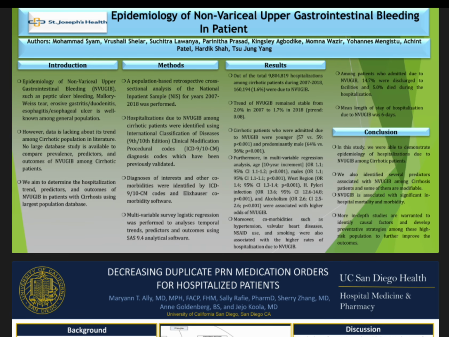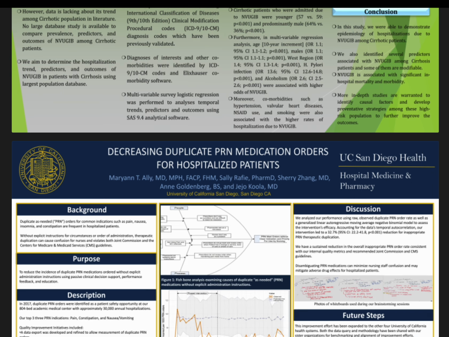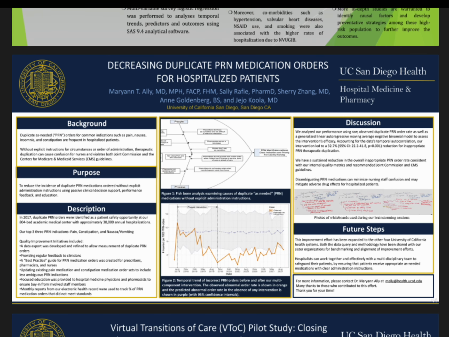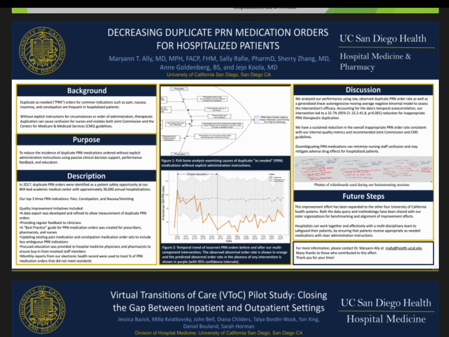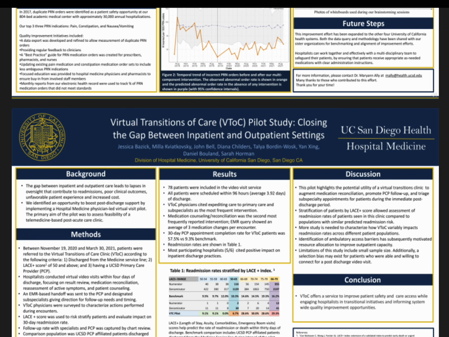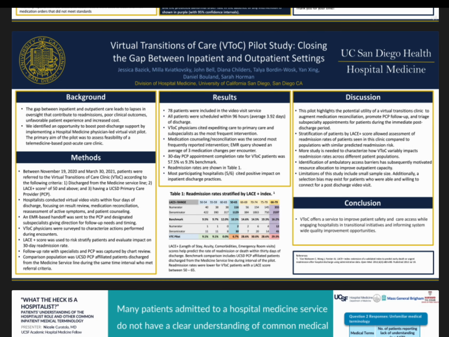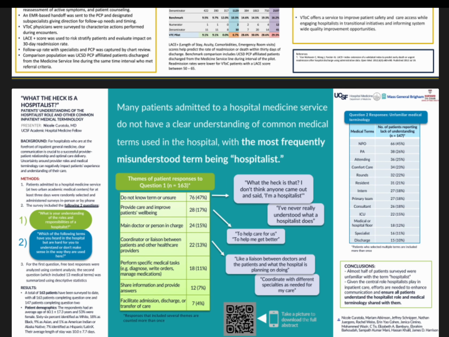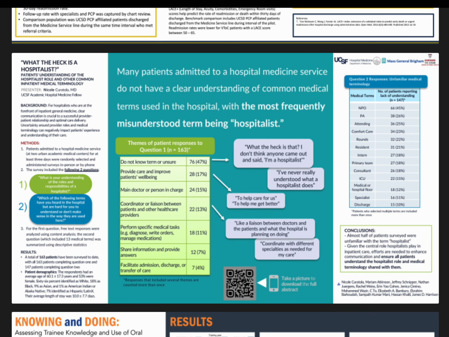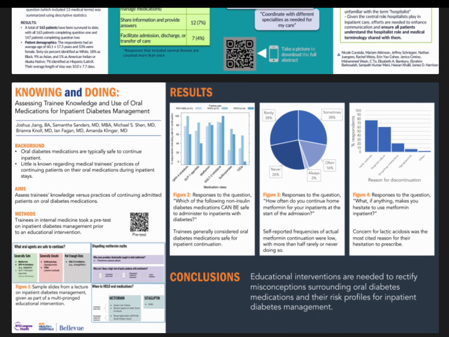Next one, epidemiology of non-variceal upper gastrointestinal bleeding in patients. I don't know what this is about. Decreasing duplicate PRN medication orders for hospitalized patients. This is a big one. Next one, virtual transition of care pilot study, closing the gap between inpatient and outpatient settings. Next one, what the heck is a hospitalist? Patients' understanding of the hospitalist role and other common inpatient medical terminology.